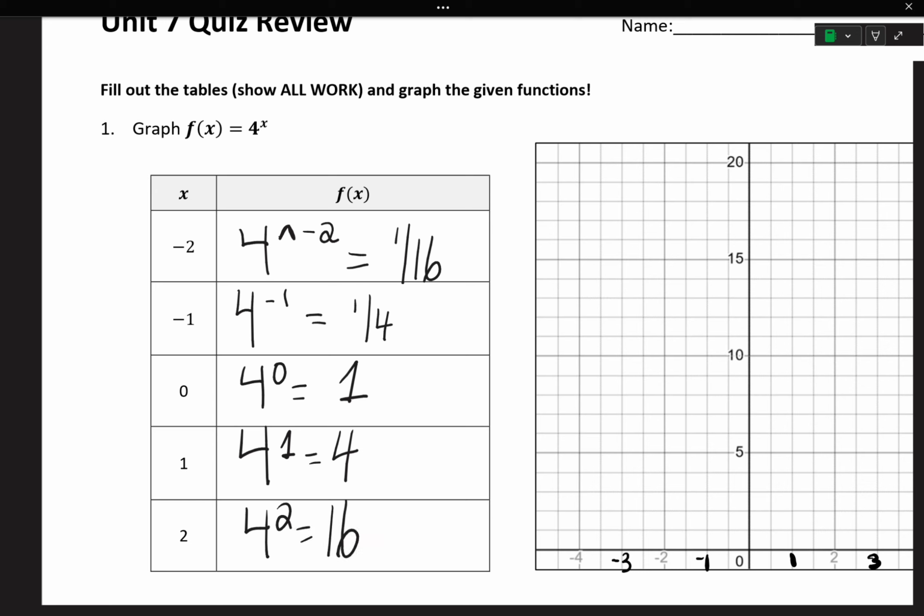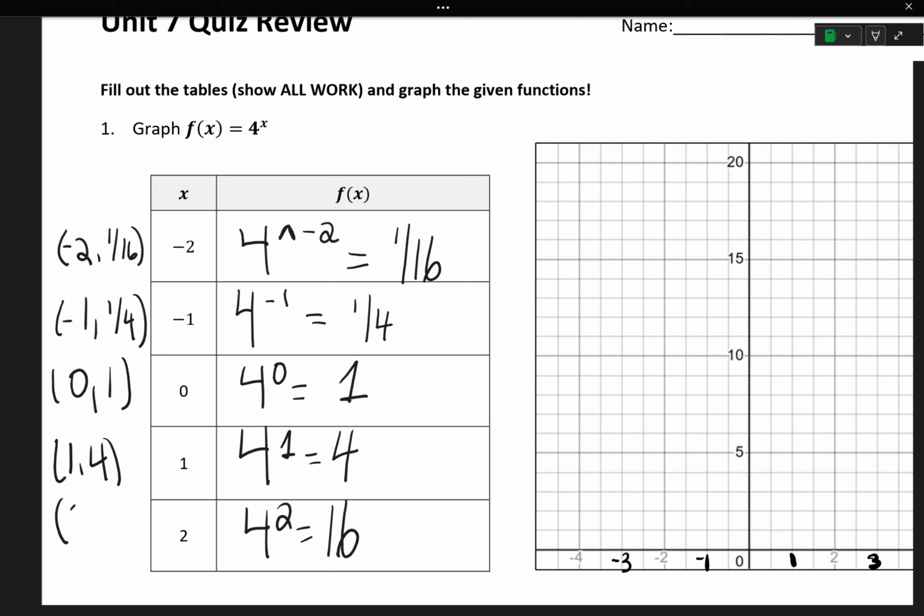So here's our table. Everything we get is essentially a coordinate. So we plug in an x, we get out a y, because f of x is the same thing as y. So for example, this is -2, 1/16, -1, 1/4, 0, 1, 1, 4, and 2, 16.